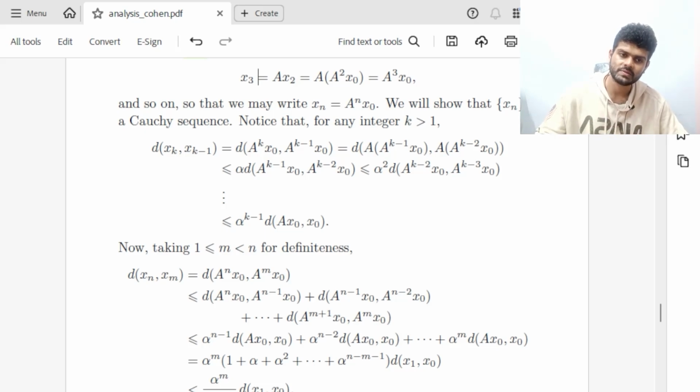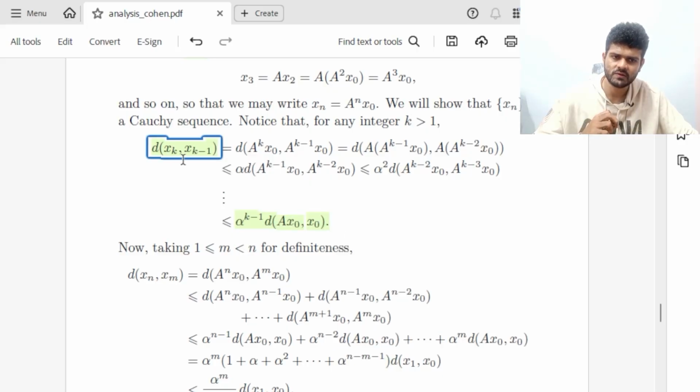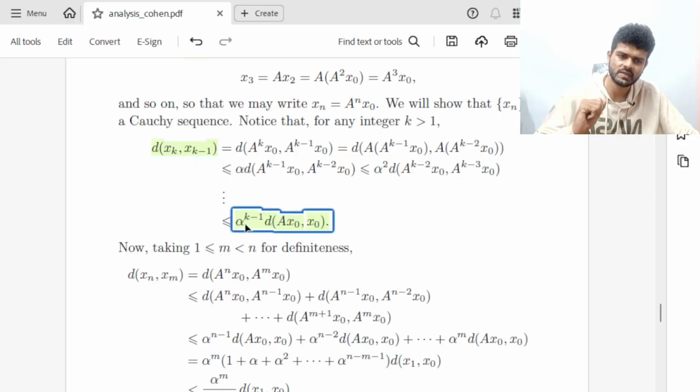In a complete metric space, if you have a Cauchy sequence, it converges. So the point is just to show that this sequence that we have created is Cauchy. Interestingly, it's Cauchy because, by doing some algebra here, using the definition of contraction mapping, you can show something like this: the distance of two consecutive terms in the sequence is bounded above by alpha to the power k minus 1 times the distance of Ax naught and x naught, right?